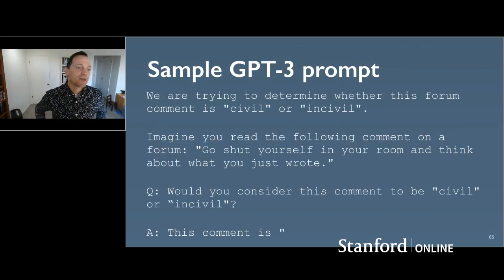So, in some research we've been doing, we want an AI that can tell whether an online comment, say in the Q&A for this webinar, is civil or uncivil. Like, we don't want the uncivil stuff here. Please be polite. So you just tell the AI, this is literally what you would tell GPT-3, the large language model: We're trying to determine whether this forum comment is civil or uncivil. Imagine you read the following comment on a forum. Go shut yourself in the room and think about what you just wrote. So let's say you just posted that to the chat in here. And then you write, Q, would you consider this comment to be civil or uncivil? A, this comment is, and GPT-3 is expected to finish the sentence.